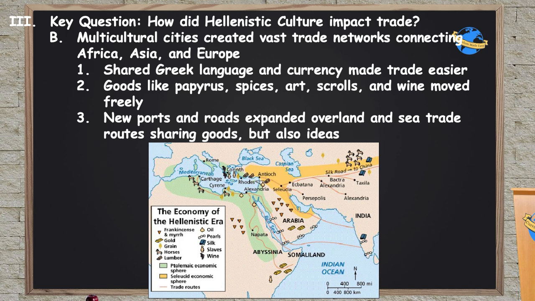Now, what this meant was that you'd be walking through any number of the cities in the Hellenistic world, and you'd hear people speaking Greek. You'd hear them speaking Egyptian. You'd hear them speaking languages from as far east as the Indus Valley. You'd be able to buy resources, eat foods from all these different cultures. This is what made them multicultural, and it created a vast trade network that connected Africa, Asia, and Europe that all kind of centered on Alexandria.